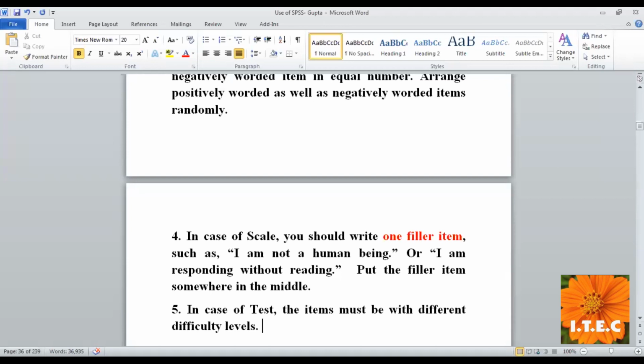Now, how will you decide how many items should be difficult and how many items should be easy? It depends upon you, because you know the purpose of developing that test. Is it for selection purpose, or is it for admission into the course, or is it for examination passing the candidate, whatever it is. So that you have to decide.